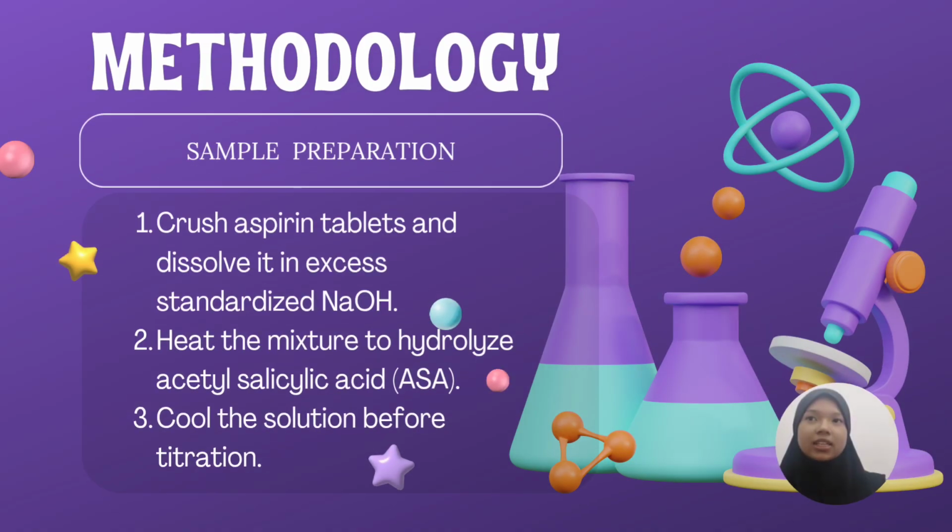Sample preparation. An aspirin tablet was accurately weighed and crushed into fine powder. The powder was dissolved in an excess of standardized NaOH solution to ensure complete hydrolysis of acetylsalicylic acid (ASA). The mixture was gently heated to accelerate the hydrolysis reaction, forming salicylic acid and acetic acid. After heating, the solution was allowed to cool to room temperature.